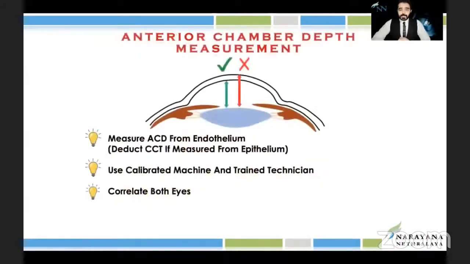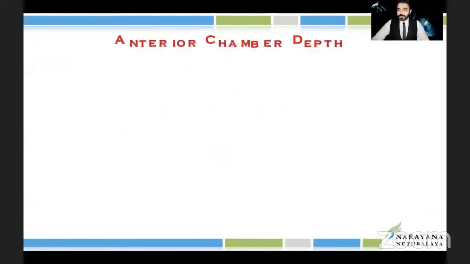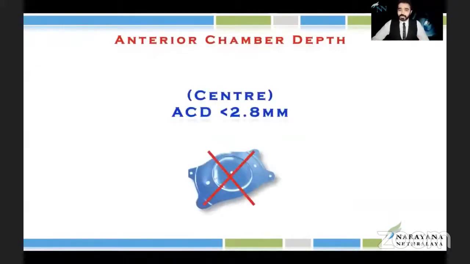Now, anterior chamber depth is one of the most talked about factors when you're implanting a phakic IOL. Usually it's better to keep a cutoff of less than 2.8 millimeters of anterior chamber depth, if you're calculating from the endothelium to the anterior surface of the lens. But if you're planning to start your phakic IOL implant practice now, it's better to keep a cutoff of 3 millimeters. But I personally use less than 2.75 millimeters as my cutoff.